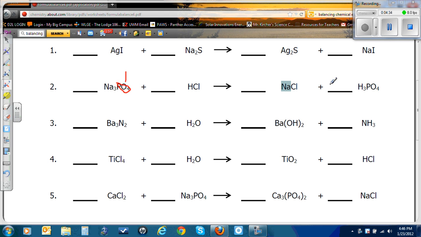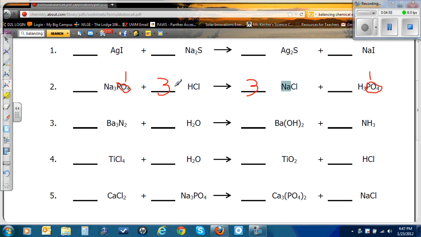I look across on the product side. Did that come through intact? Yes, it did. It's right there, and I have 1 part there. So that's balanced right now. I have to put my 3 back in here. Okay. Then I move on to the next part. I have 1 hydrogen part. On the product side, I have 3, so I'm going to need a 3 here.